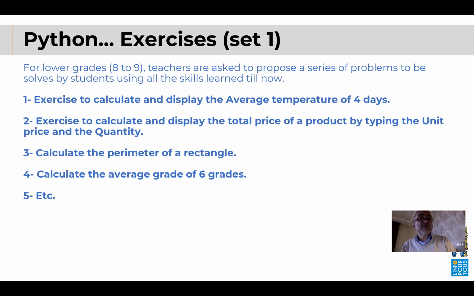Exercise 1 is to calculate and display the average temperature of 4 days. Exercise 2 is to calculate and display the total price of a product by typing the unit price and the quantity. Calculate the perimeter of a rectangle, calculate the average grade of 6 grades, etc.